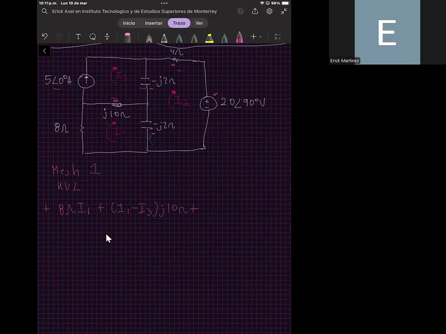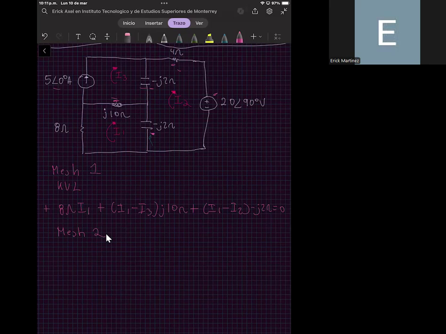Plus, we have another voltage drop in the capacitor that is in this part. So the voltage drop in this capacitor is equal to the difference in currents between mesh number 1 and mesh number 2 times the impedance. So it's I1 minus I2 times minus J2 ohms, and this is equal to 0. And this is for mesh number 1. For mesh number 2, we have the following.